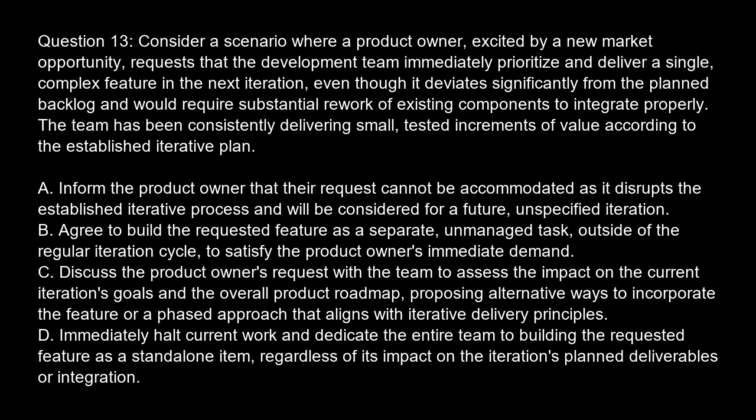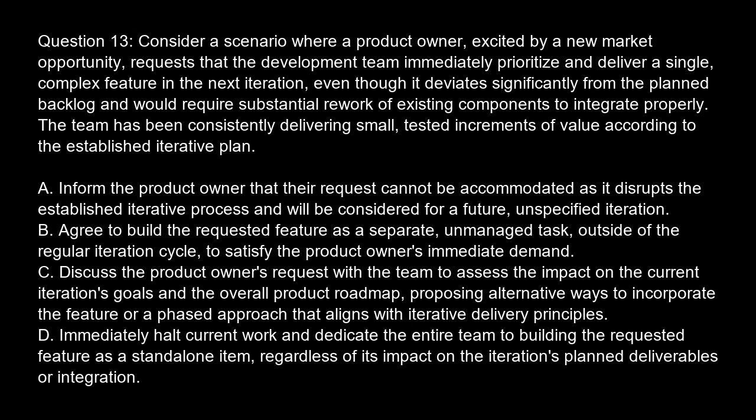Option A. Inform the product owner that their request cannot be accommodated as it disrupts the established iterative process and will be considered for a future, unspecified iteration. Option B. Agree to build the requested feature as a separate, unmanaged task outside of the regular iteration cycle to satisfy the product owner's immediate demand.